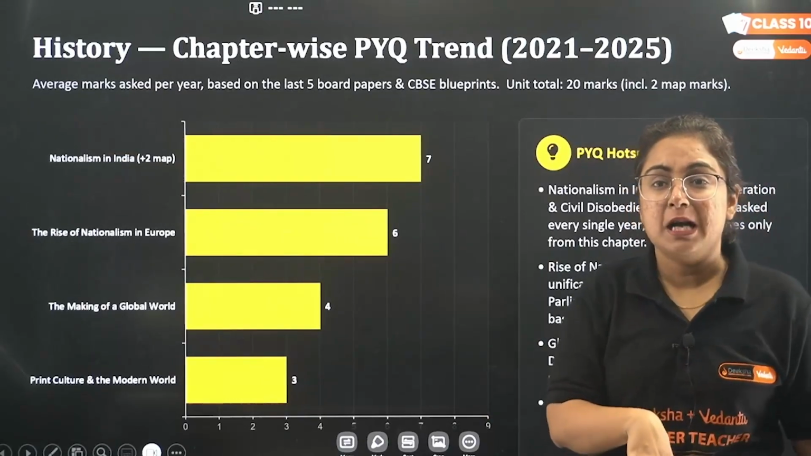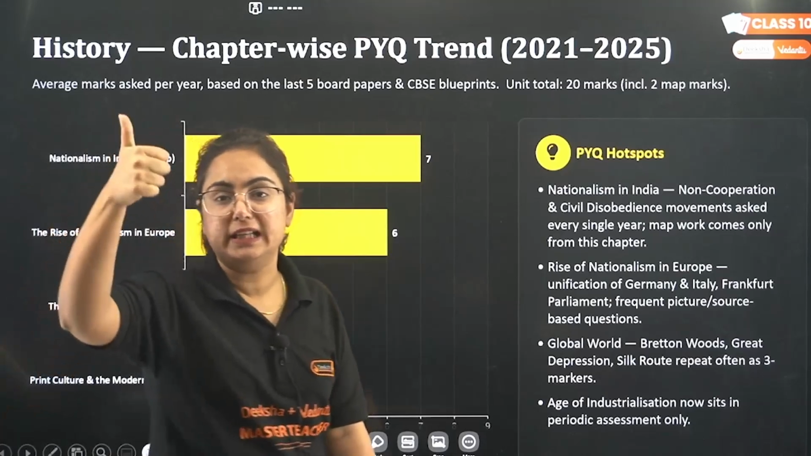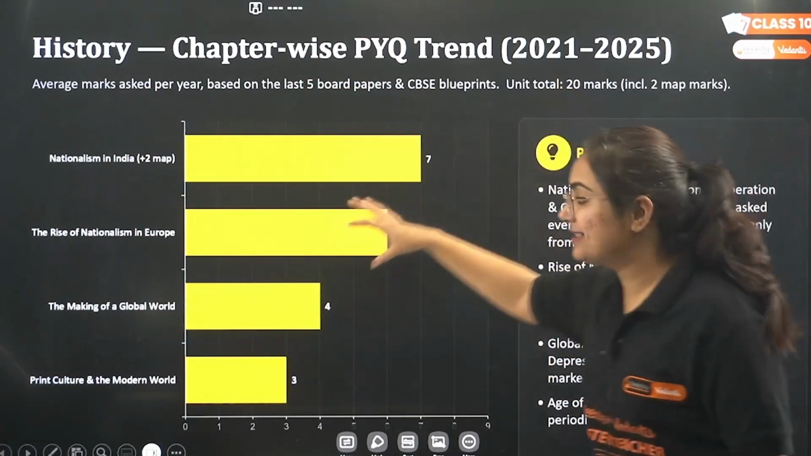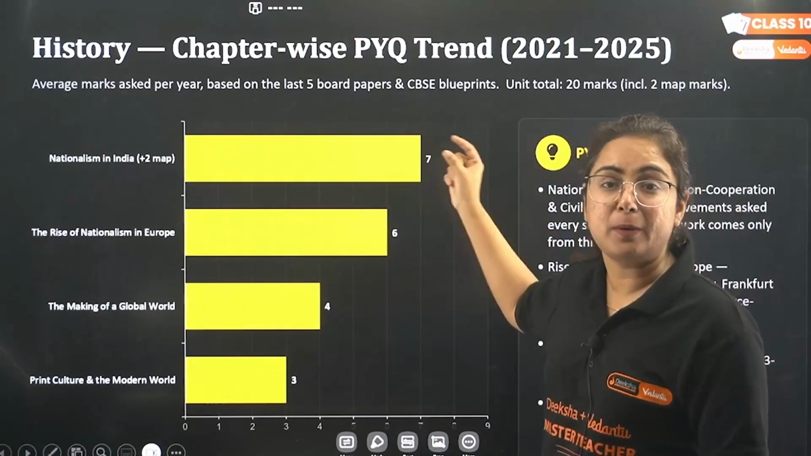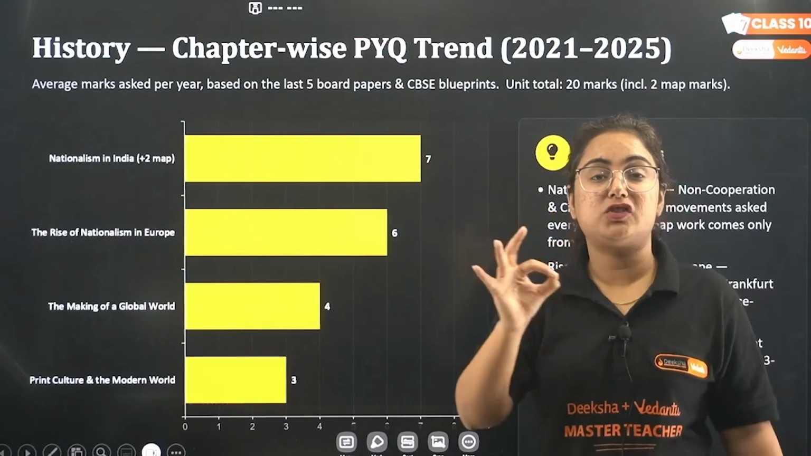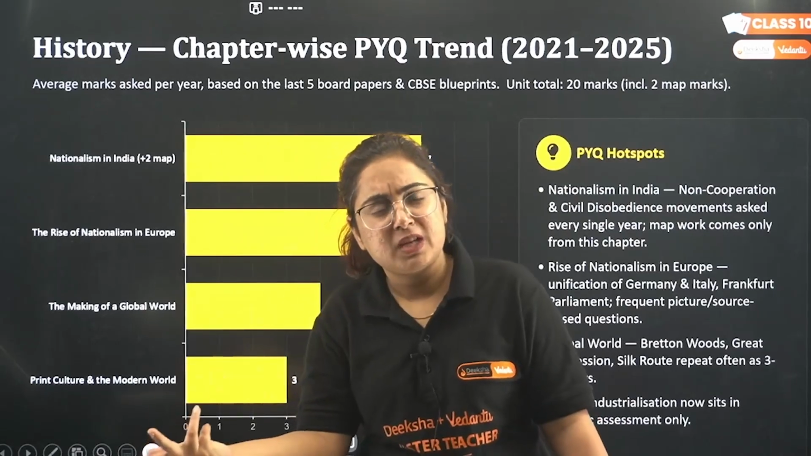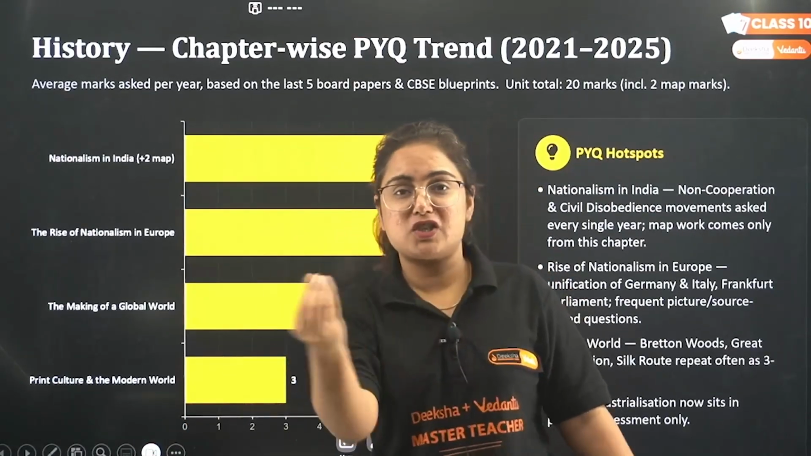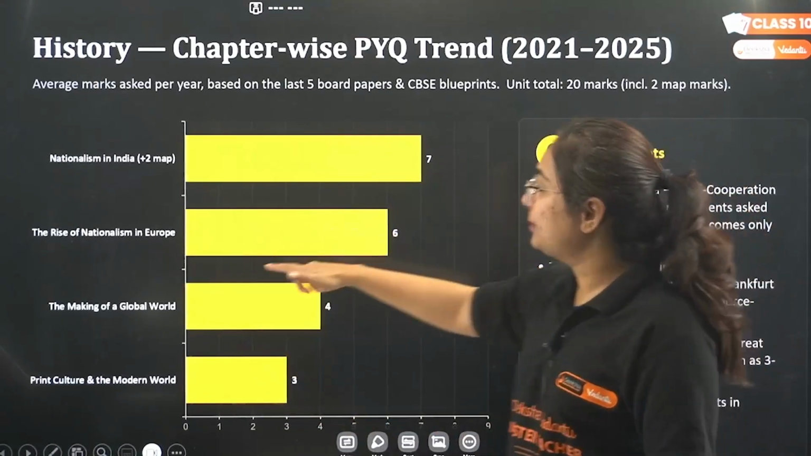What is the scenario? Beta, when we talk about history, we are aware that we have 4 chapters: India, Europe, making of the global world, print and culture. See this analysis of the last 5 years, right? Majority of the time 7 marks come from this chapter, that is rise of nationalism in India. So the highest weighted chapter in history is India, because 2 marks come from its map work. And you know that securing those 2 marks is quite easy, because there are some locations which you have to mug up precisely. Then we have the next high weighted chapter, that is Europe.